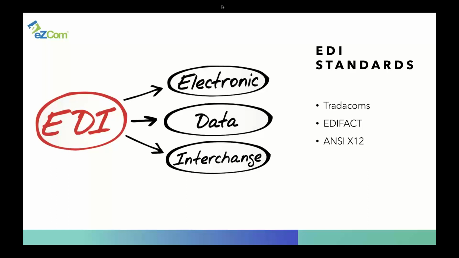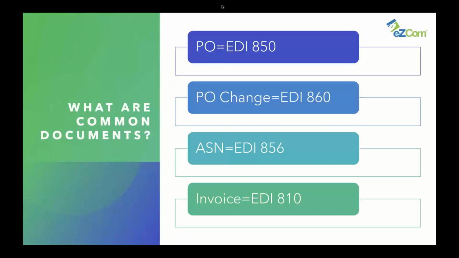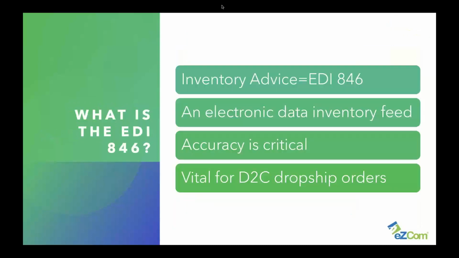Now, while you don't need to know how the various EDI standards work or what the differences are between them, that's the job of your EDI provider. They each use different naming conventions for the various documents they support. In the X12 world here in the US, the PO is the 850, the PO change is the 860, the advance ship notice, or ASN, is the 856, and the invoice is the 810. I mention these documents because you're probably familiar with them, even if you didn't know the various EDI codes. So when we mention the EDI 846, we're talking about, you guessed it, the inventory advice document.